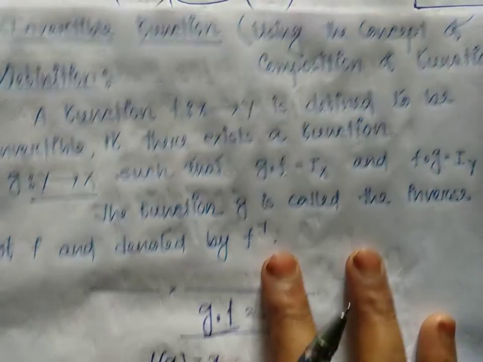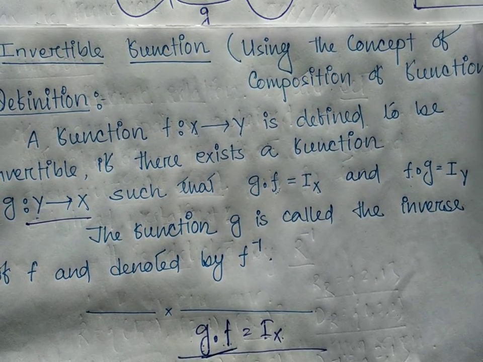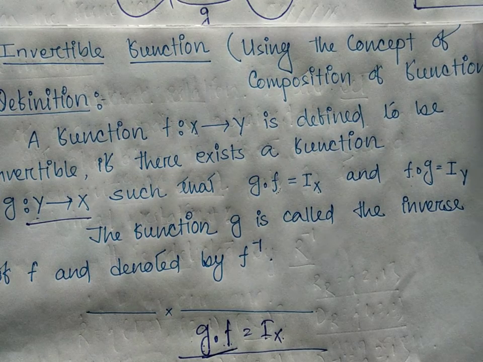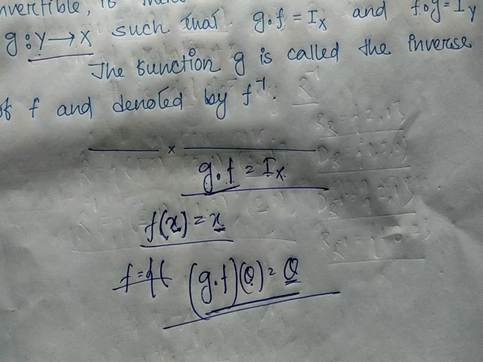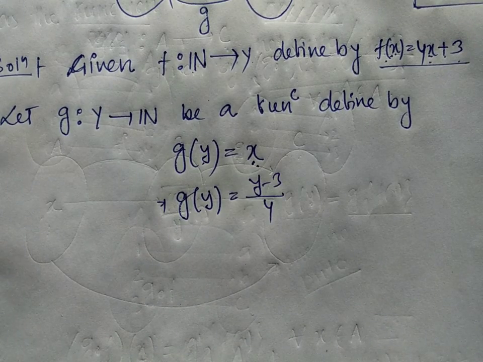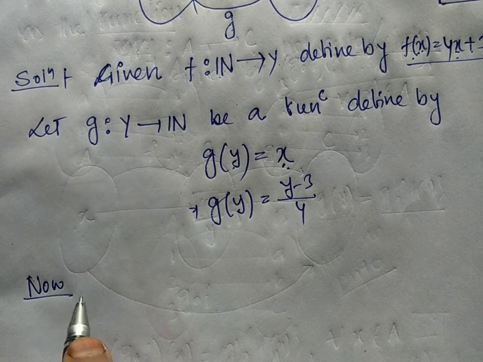We will find g not f and f not g. If both satisfy the identity property, then the identity means f of x should equal x, and the domain element we consider, after simplification the image should be the same element. Then we call it identity.